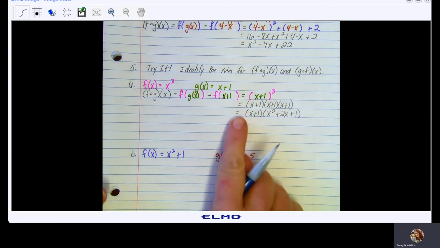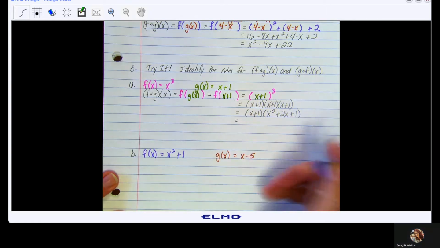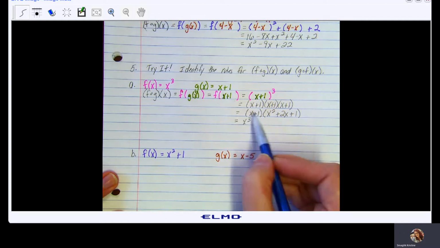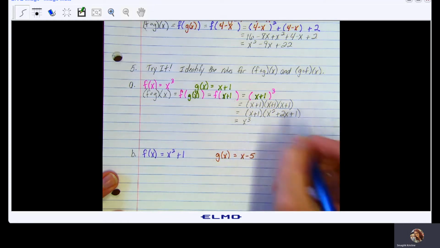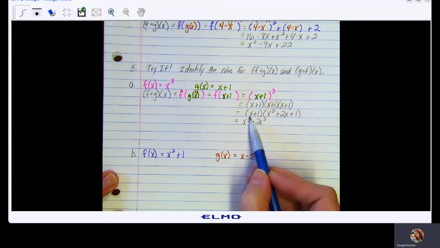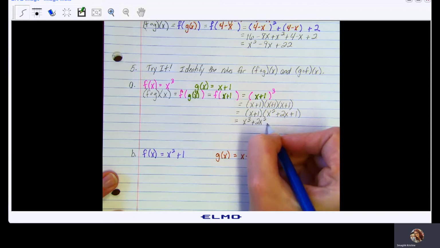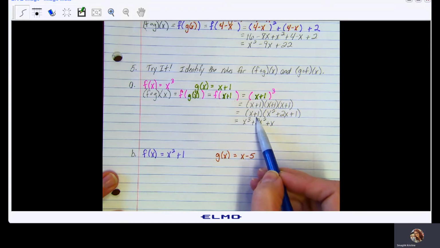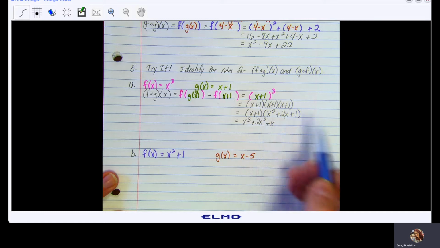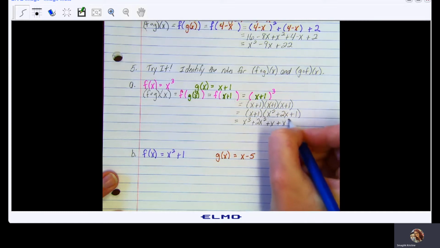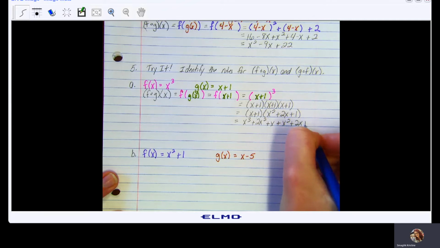And now let's distribute the x plus 1. x times x squared is x to the third. x times 2x is 2x squared. x times 1 is x. And now let's distribute the 1. Well, if we multiply by 1, we're not changing any values, so this is going to stay the same: x squared plus 2x plus 1.